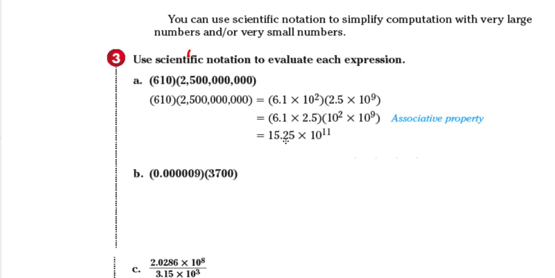If you notice, however, 15.25 is greater than 10. Remember, the first number should be greater than or equal to 1, but less than 10. So what do we do? We move that decimal one space to the left. This will make it 1.525, and since we move the decimal one space to the left, we add 1 to 11. So that makes it 1.525 times 10 to the 12th power, or 1,525,000,000,000, and that is the product.